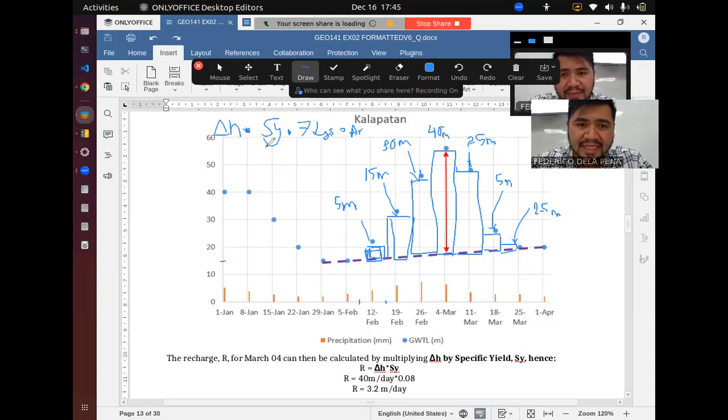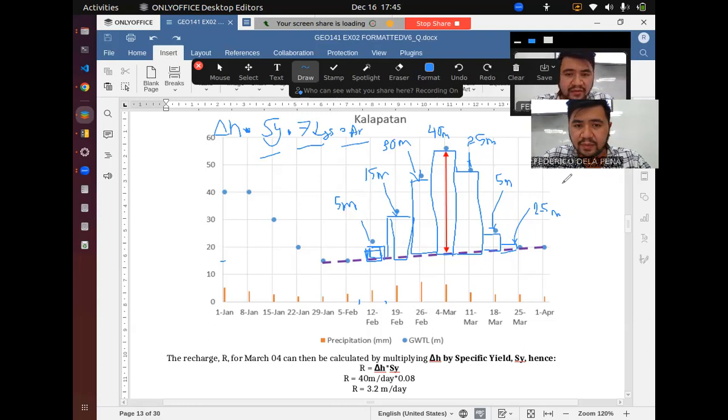Pero since parehas lang naman yung SY nila, parehas din ng 7 days yan, parehas din yung area nila, pwede mo na lang i-sum na lang tong lahat ng fluctuation na to and you will get the total recharge for that whole month.